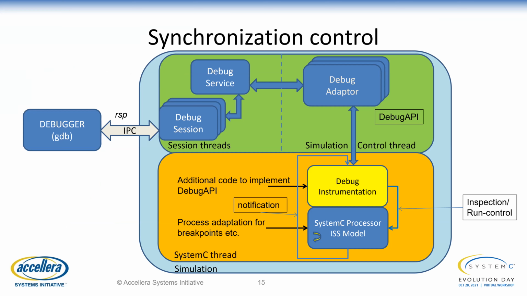So this is then the picture where all the logic is summarized. So still we have the parallel threads, the simulation control threads, which also has the session threads for each debug session. And each debug session has a separate debugger. And the simulation control thread knows how to basically talk to the models using a debug API.